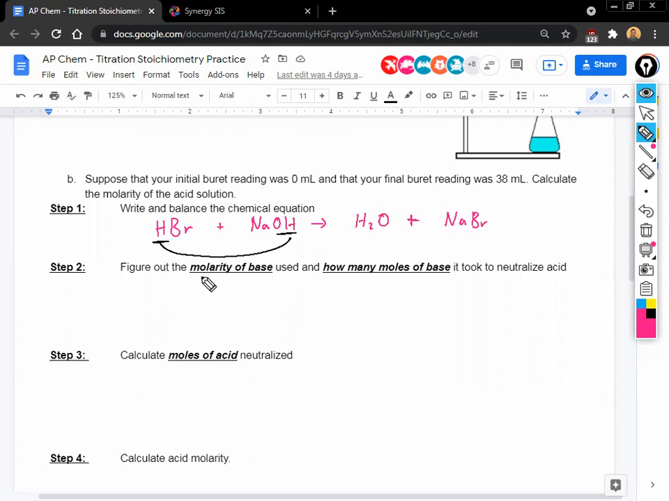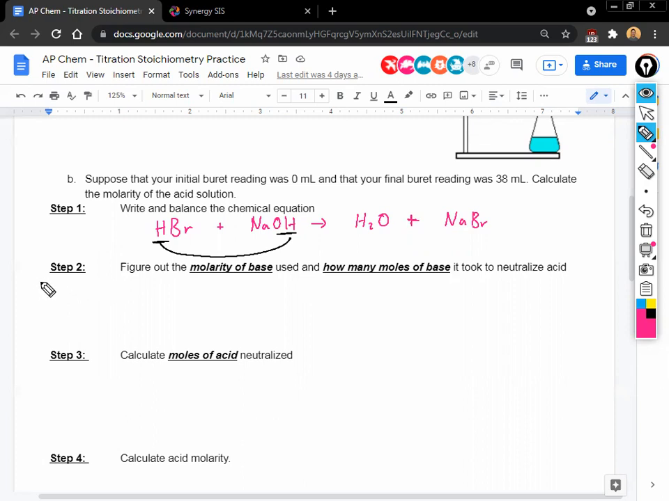Okay, so the next thing you want to do is figure out the molarity of the base that you used to do the titration. And that's going to tell us how many moles of base it took to neutralize the acid. So if you think you can solve this on your own, you can go ahead and try. But I know this is the first time we're going over titration, so I'll go over it step by step, okay? So what was the molarity of this base in this problem?